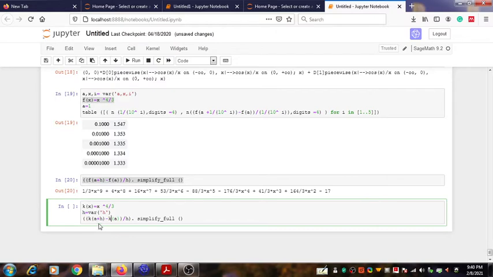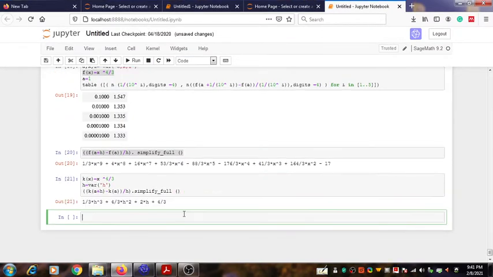See, k of a plus h minus k of a. Actually it was f of a plus h minus f of a divided by h, but now it has changed to k of a plus h. We have to change it to k of a plus h minus k of a, divided by h, and then simplify. We want to simplify it completely, so the simplify full command can be used, and after that I am going to apply that output. Yes, now you can see that the error has been rectified.